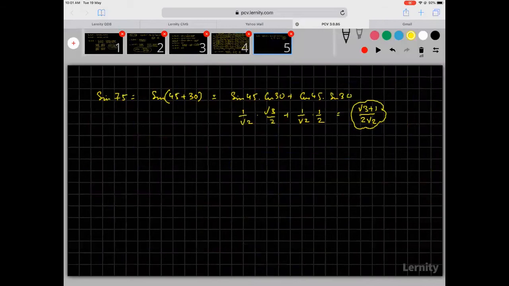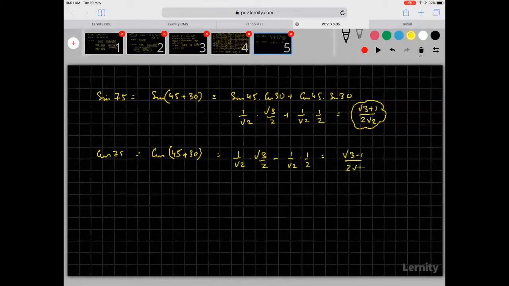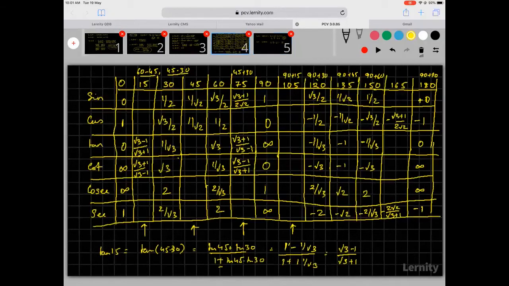Cos of 75. Cos of 75 is equal to cos of 45 plus 30. So that is cos 45, 1 by root 2, cos 30, root 3 by 2, minus 1 by root 2 into 1 by 2. So that is root 3 minus 1 by 2 root 2. So cos of 75 is root 3 minus 1 by 2 root 2. So now I can find out everything.